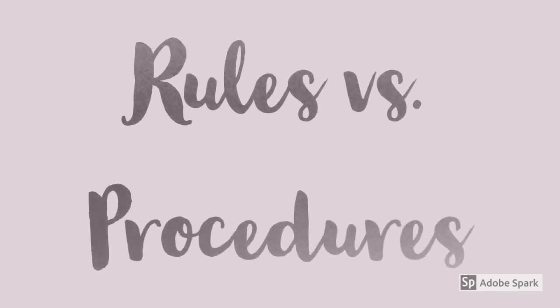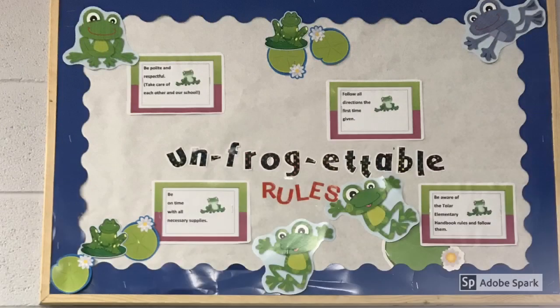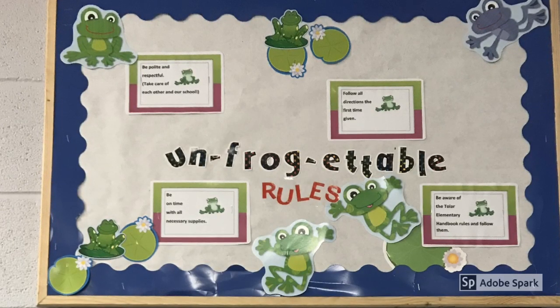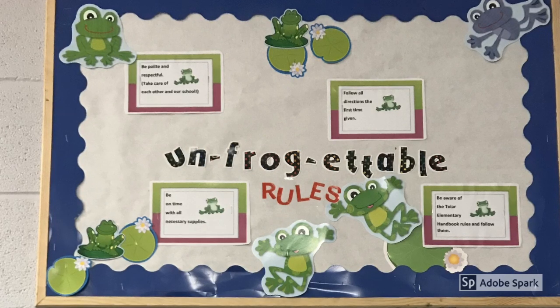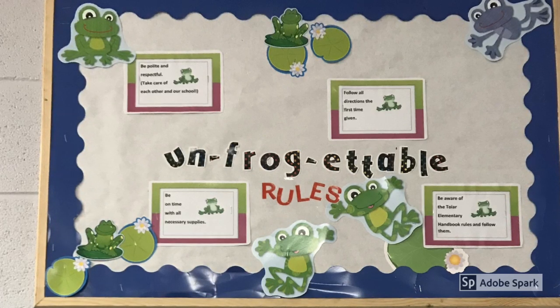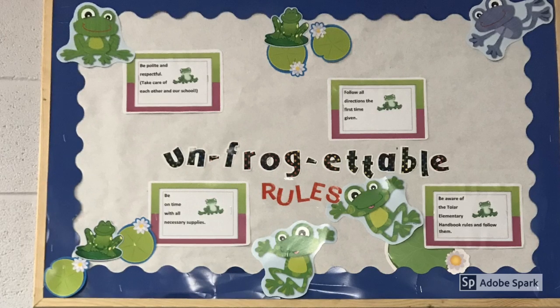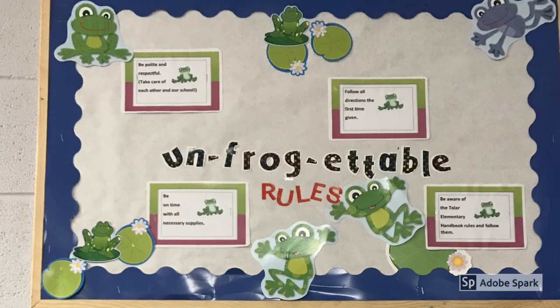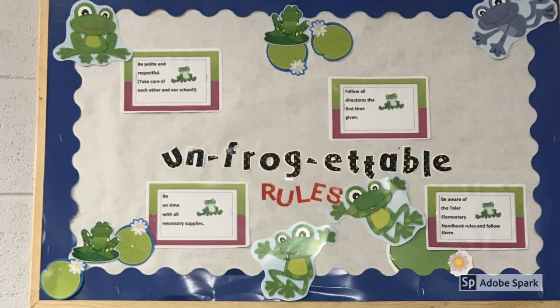Rules and procedures are key elements to classroom management. Though many people believe the two to be the same, they are two different things. Rules are guidelines on how students should act in the classroom, while procedures are a set of actions that happen routinely in the classroom. Miss Harkins has her list of rules posted on her wall, just like any effective teacher would. Her rules are: be polite and respectful, be on time with the correct supplies, follow all directions that are given the first time, and be aware and follow the rules of the Toller Elementary Handbook.